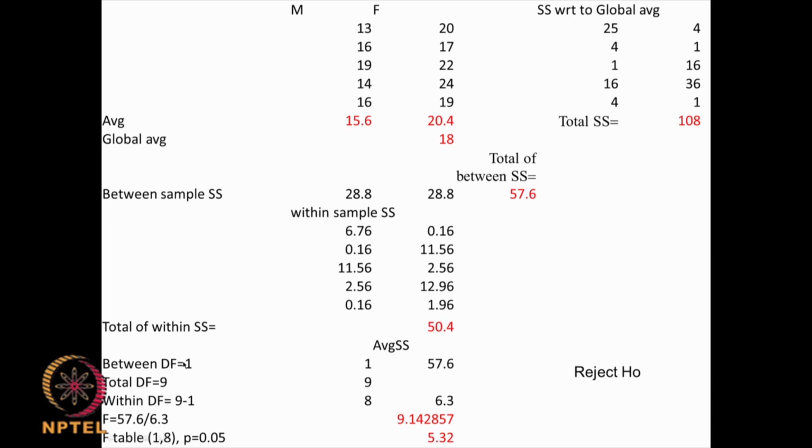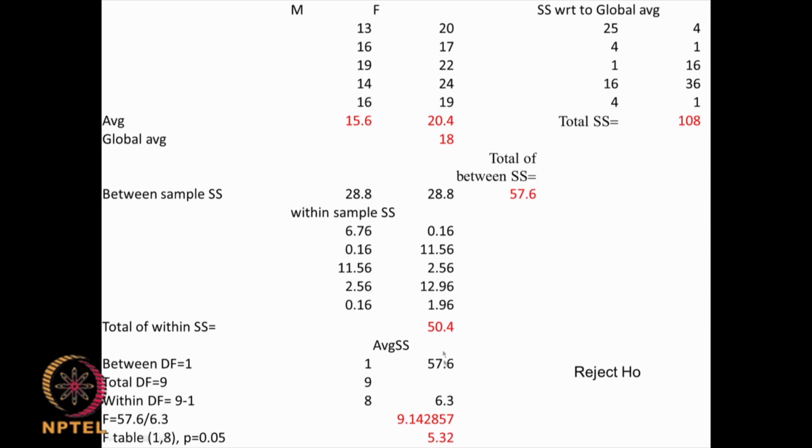For between, you have a degrees of freedom of 1. For total, as I said, there are 10 data points, 5 male, 5 female, so degrees of freedom is 9. So within will be 9 minus 1, 8. If I want to do the average sum of squares for between, what do I do? Between is 57.6 divided by 1. Within is 50.4 divided by 8, which is 6.3.